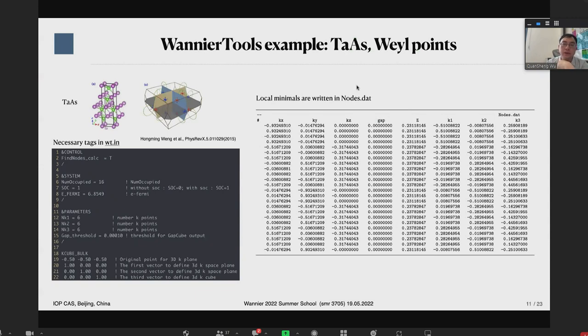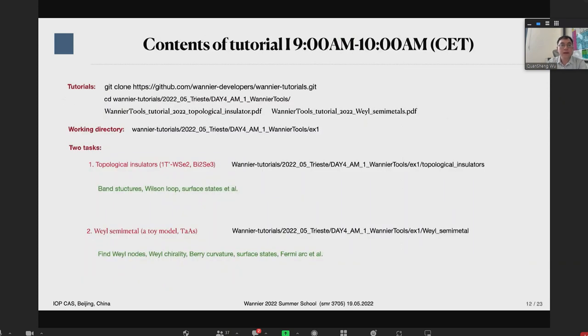in our tutorial, we also provide titanium arsenide as another example. One thing I want to show is that when you try to use the find nodes calculation, for example, we know that titanium arsenide does have Weyl points, so you only need to specify a very sparse k-mesh in NK1, NK2, NK3 to find the Weyl points. Okay, and that's the brief introduction of WannierTools.